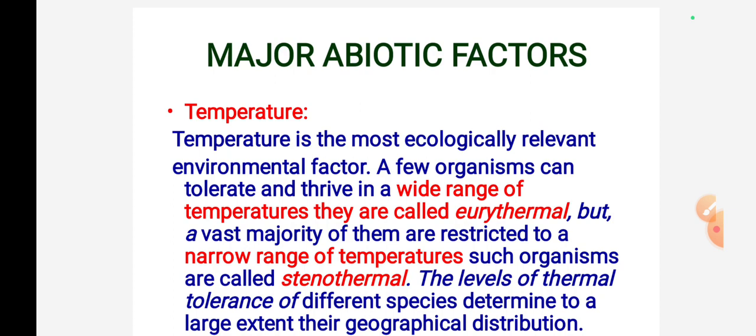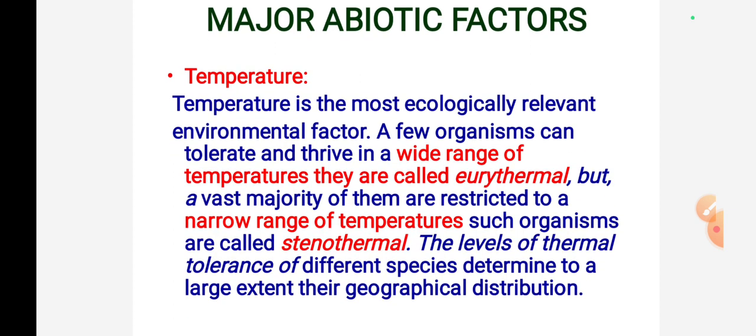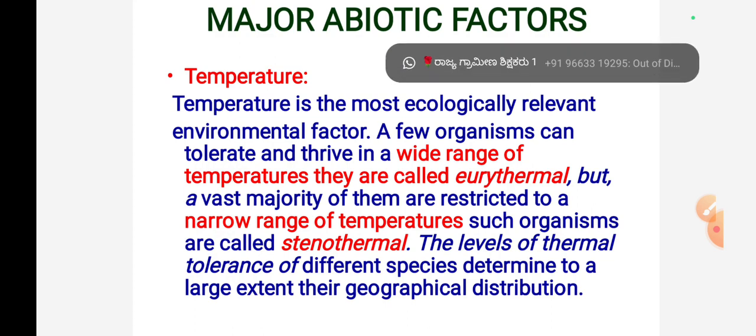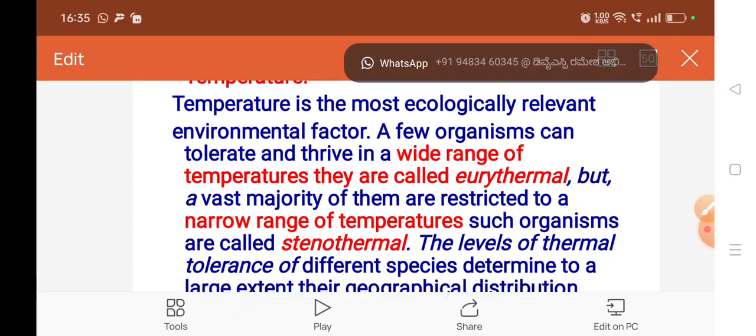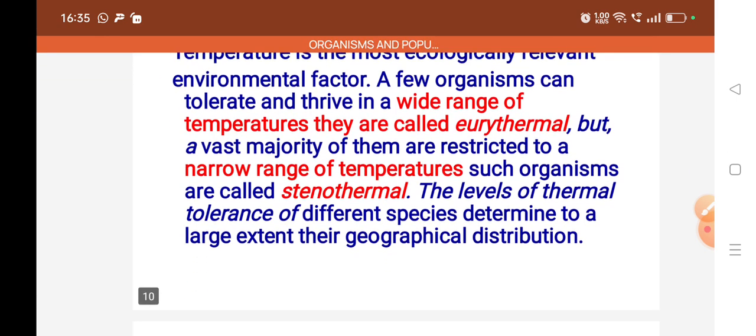Then major abiotic factors. Temperature is the most ecologically relevant environmental factor. A few organisms can tolerate and thrive in a wide range of temperatures. They are called eurythermal, but a vast majority of them are restricted to a narrow range of temperature. Such organisms are called stenothermal. Okay, eurythermal and stenothermal, remember the definitions. The levels of thermal tolerance of different species determine to a large extent their geographical distribution.